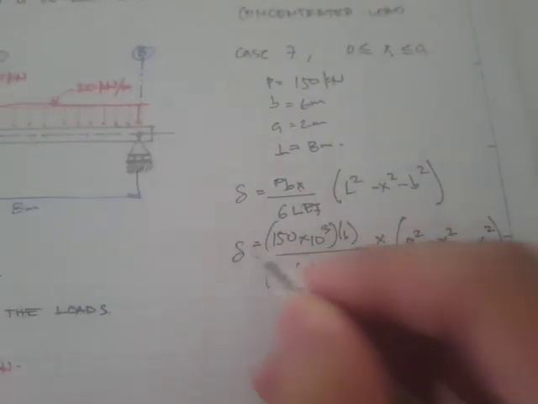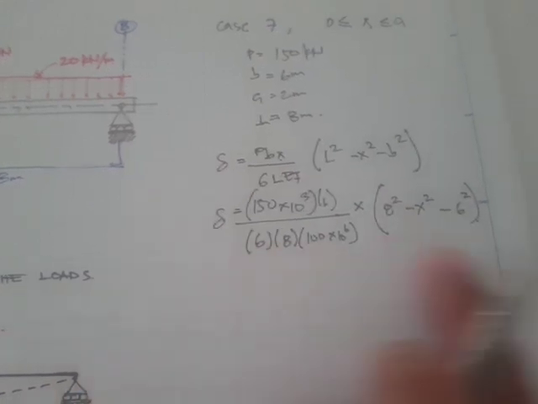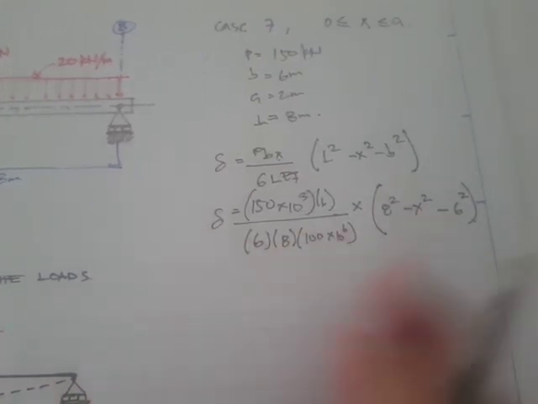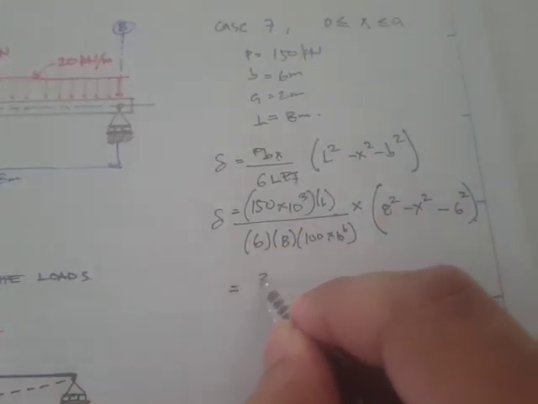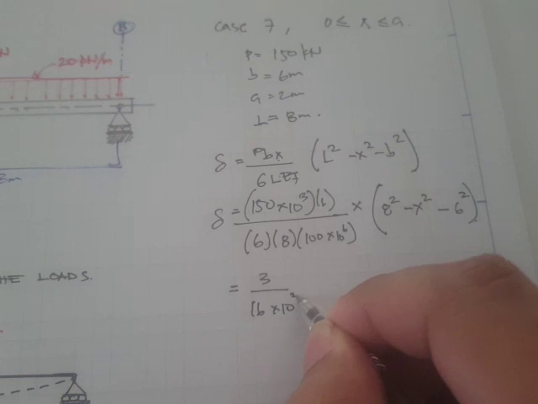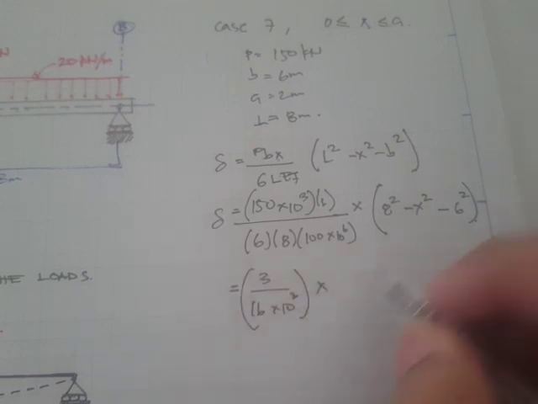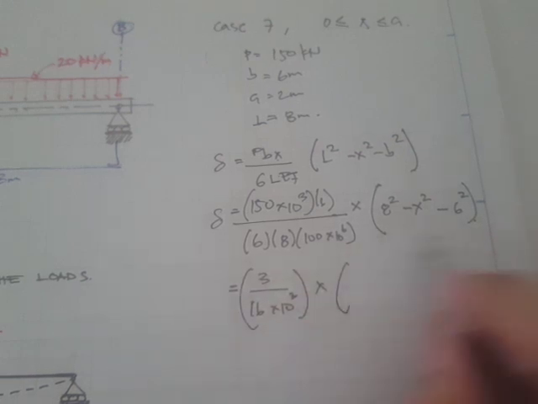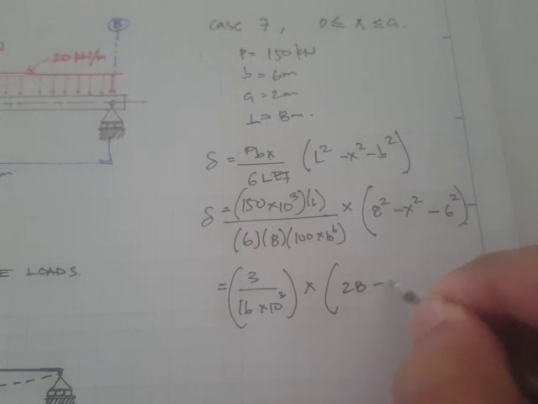Okay, so you see here that the deflection is simply a function of x. And if you simplify the values of the numbers, this is just 16 times 10 to the 3, and this is x, and this term right here is 28 minus x squared.